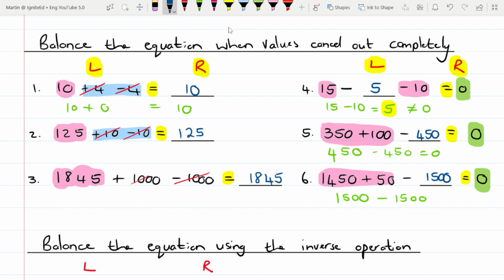Okay, in the next video we are going to balance equations using the inverse operation specifically. If you struggled with this, or if you want a little bit more challenging questions, please watch the next video by clicking on the link or the pop-up screen right now.